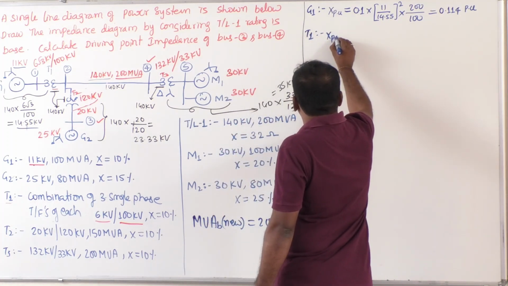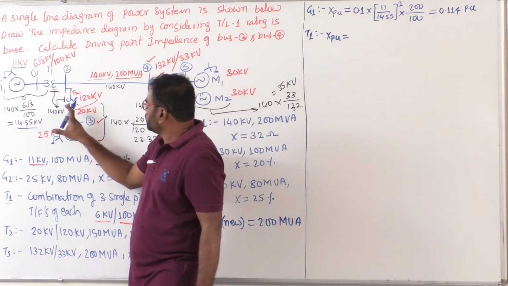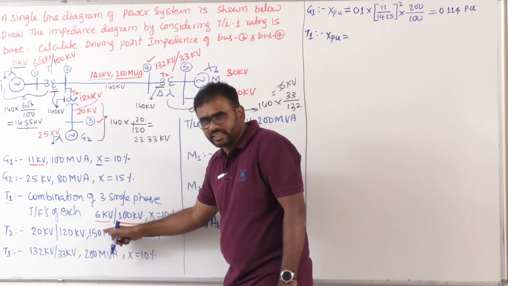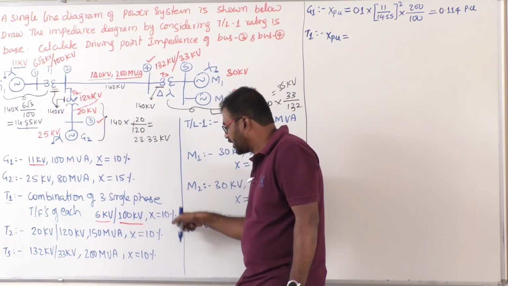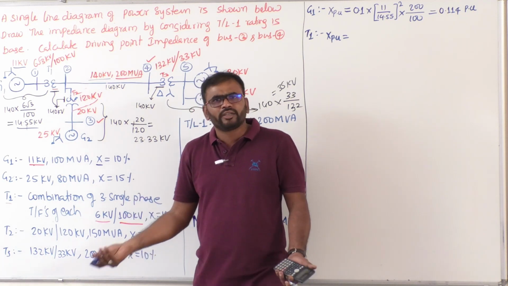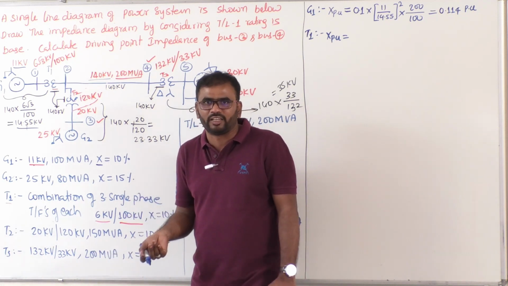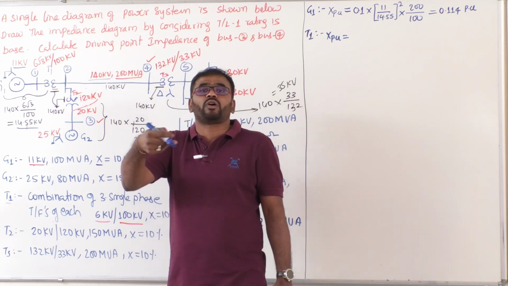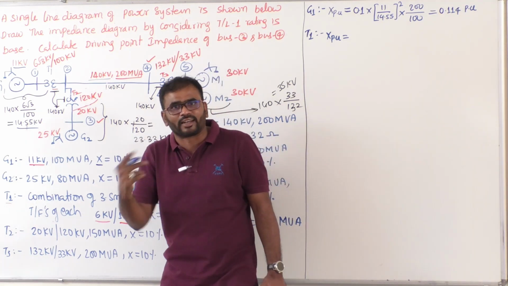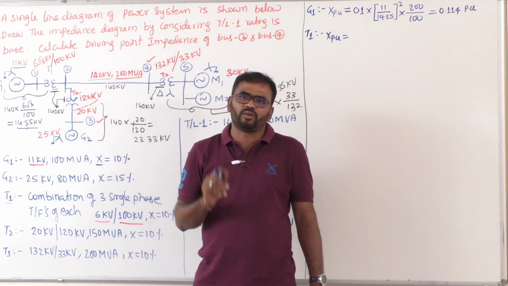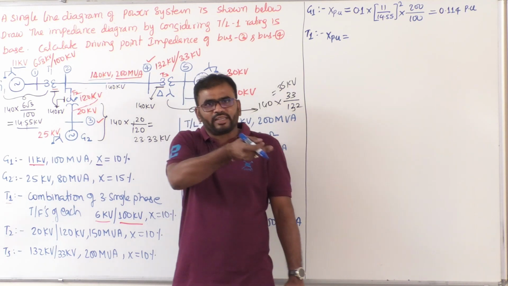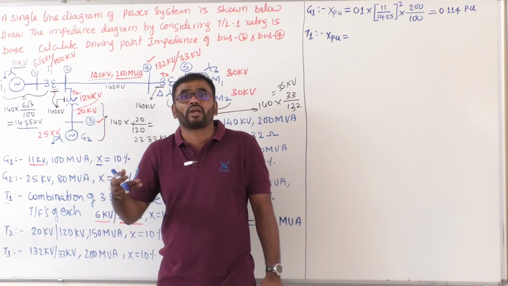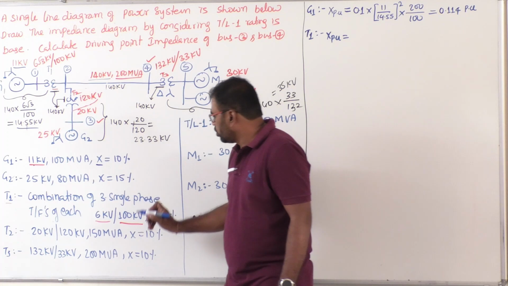X per unit new equals X per unit old. Transformer 1 is actually a combination of 3 single phase transformers. The single phase transformer rating is given as 6 kV, 100 kV, and single phase transformer X equals 10%. What is the 3 phase transformer X? 10% only, that will not change. We have seen one problem clearly. If you convert 3 single phase transformers to form a 3 phase transformer, irrespective of its connection, star star, star delta, delta star, delta delta, the per unit reactance will remain the same. That means per unit reactance of single phase and of 3 phase remains the same, because by default per unit reactance or per unit impedance are per phase quantities. So that's why 10% only.